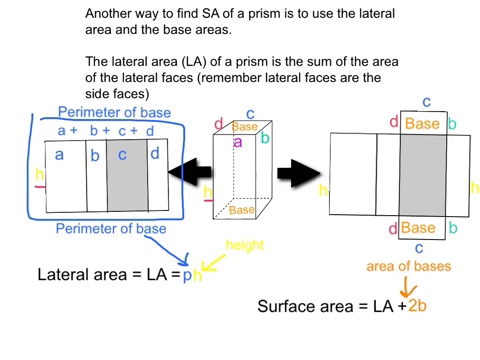Then the surface area is the lateral area plus 2 times the area of the bases, which makes sense because after we've found the area of the lateral faces, all we're missing is the base. And since we have 2 bases, we find the area of 1 and multiply it by 2 because we have 2.